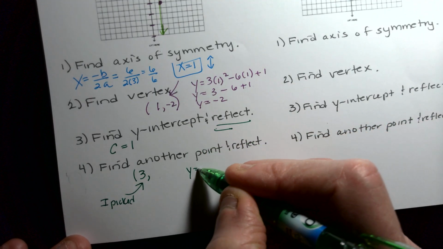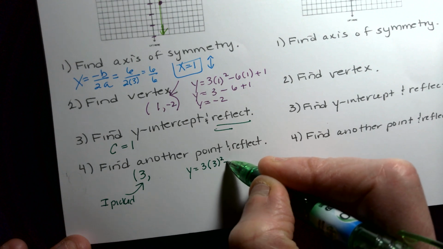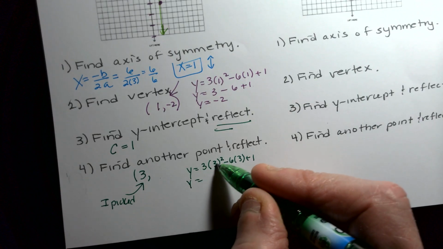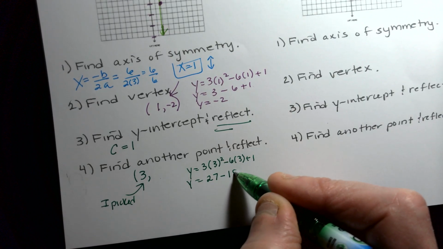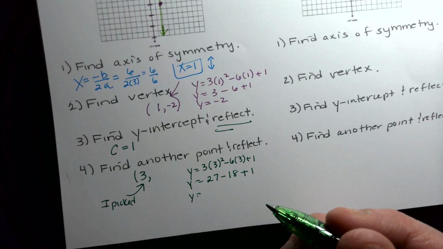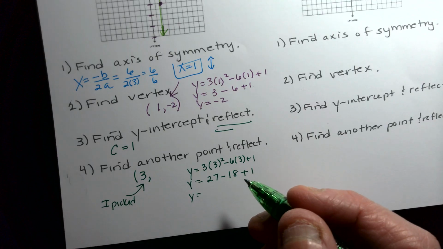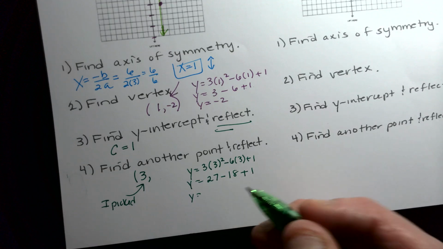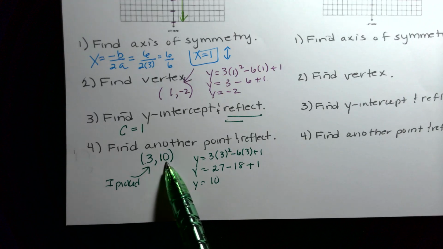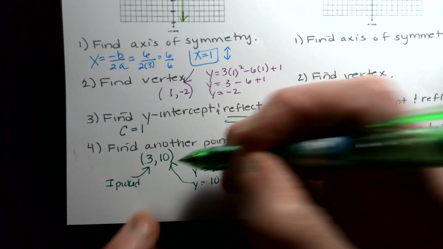Let's see. Y equals 3 times 3 squared minus 6 times 3 plus 1. Y equals 3 squared is 9 times 3 is 27 minus 18 plus 1. And y equals 27 minus 18. What is that? My brain is not working. 9 plus 1 is 10. That is your y now. So I put that up here. And there's my other point.